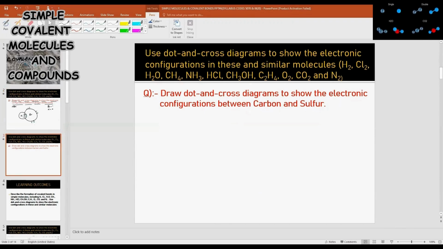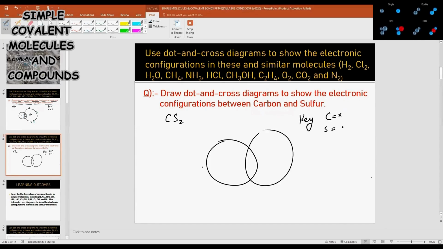Let's do the next one. Carbon and sulfur. These two will form the compound with the formula CS2. Or recall the dot and cross diagram of CO2, then it will become easier for you to draw the final diagram. I'm showing dots for sulfur and cross for carbon. We have carbon in the middle. That's carbon. This is sulfur number 1, sulfur number 2. SCS.